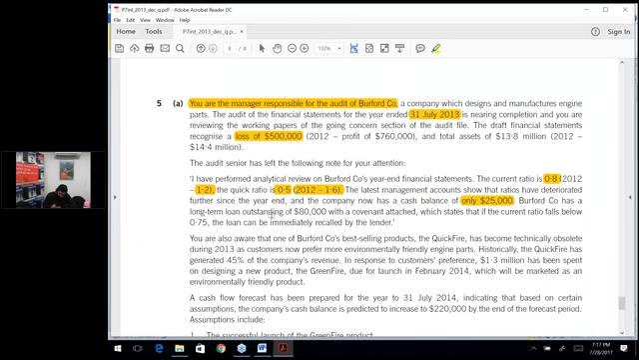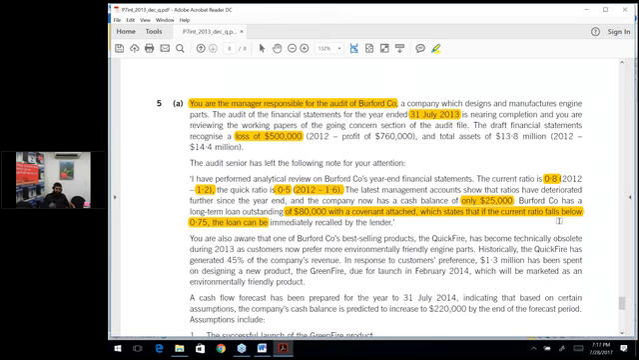Burford has a long-term loan outstanding of 800,000 with a covenant attached, which states that if the current ratio falls below 0.75, the loan can be immediately recalled by the lender. So you only have 25,000 available, and the loan could be recalled by the lender immediately. The current ratio was 0.8 and it's almost there, falling below 0.75.